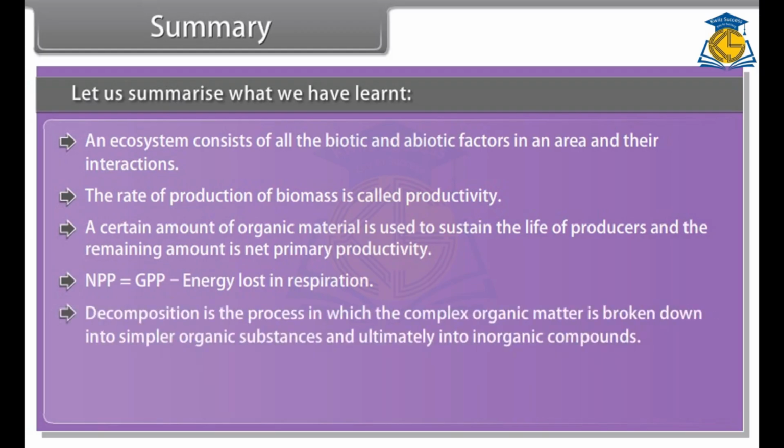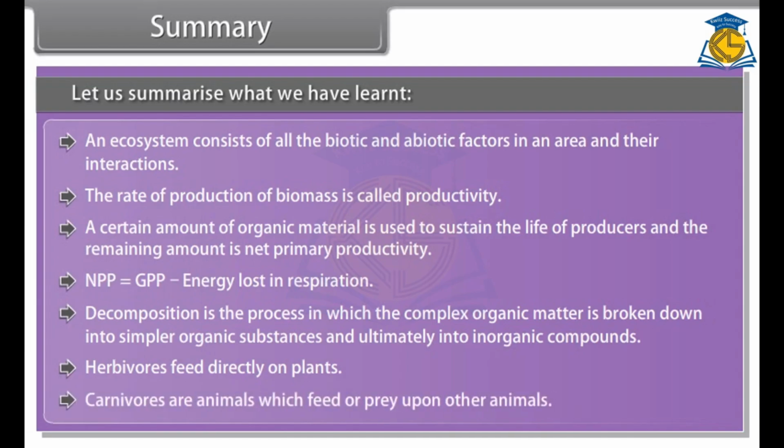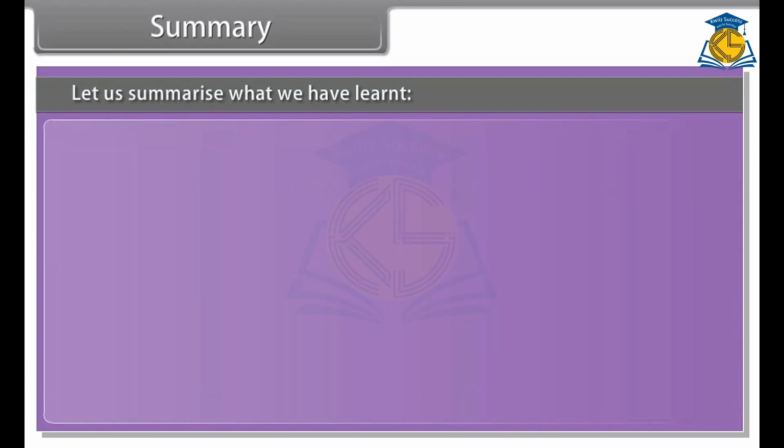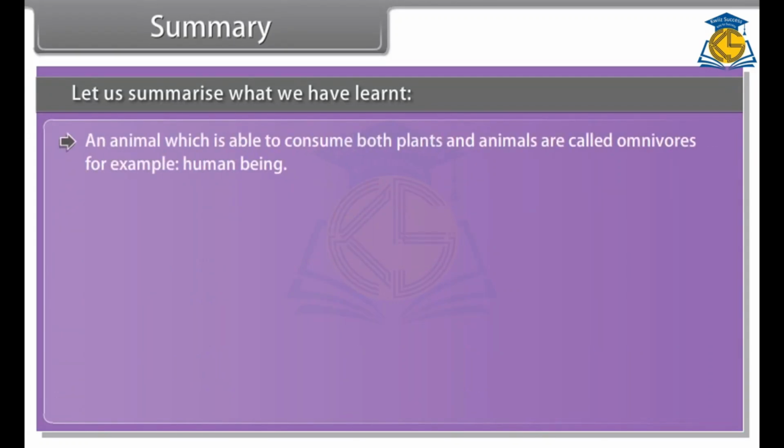Decomposition is the process in which complex organic matter is broken down into simpler organic substances and ultimately into inorganic compounds. Herbivores feed directly on plants. Carnivores are animals which feed or prey upon other animals. An animal which is able to consume both plants and animals is called an omnivore, for example, human beings.